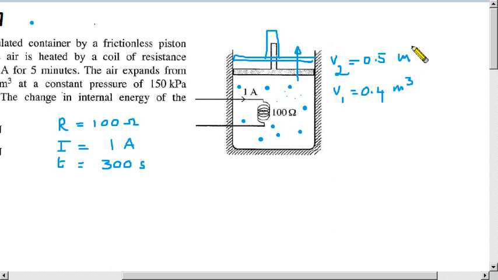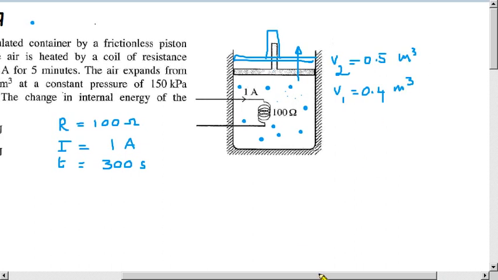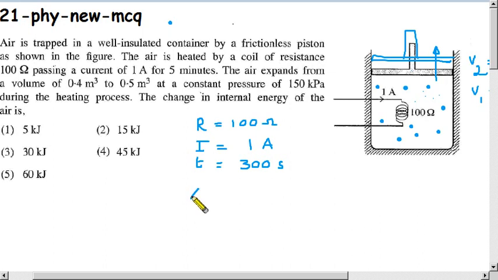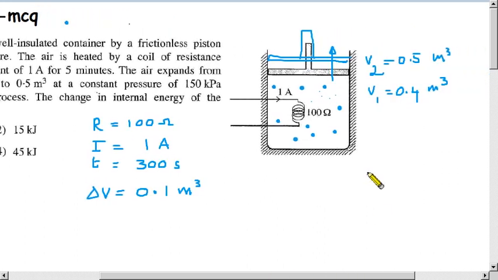So the volume change they have given. That means we can write delta V, volume change, 0.5 minus 0.4, that means 0.1 cubic meter. Delta V is the difference, V2 minus V1. So 0.5 minus 0.4, then we get 0.1. That is it.